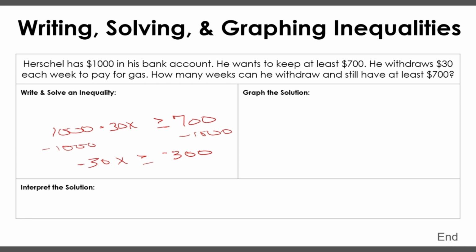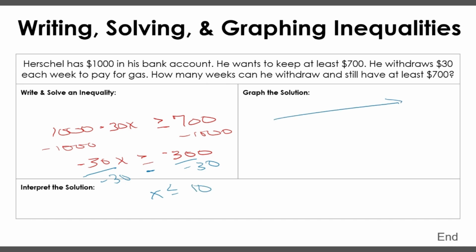Now, here's the tricky part. You have to recognize that we're dividing by a negative. So we're dividing both sides by negative 30. But when we do that, we also have to change the inequality sign to its opposite. So x is now not greater than or equal to, it's less than or equal to negative 300 divided by negative 30, and that gives you positive 10.